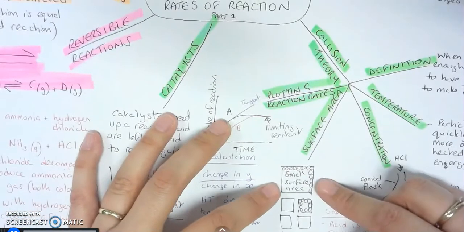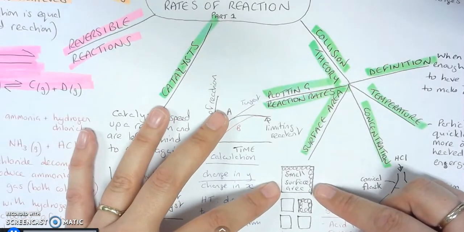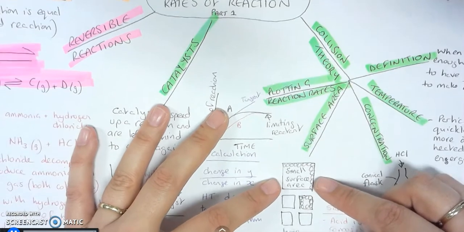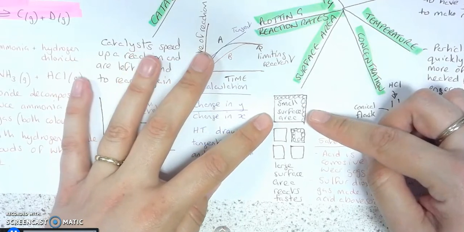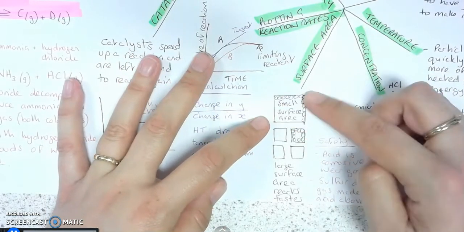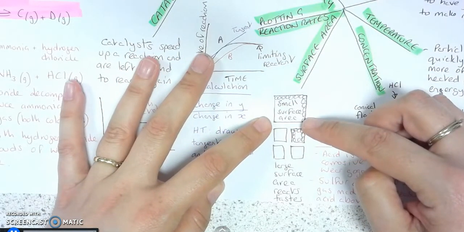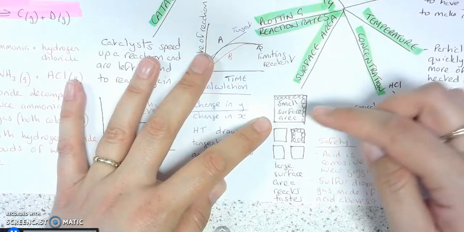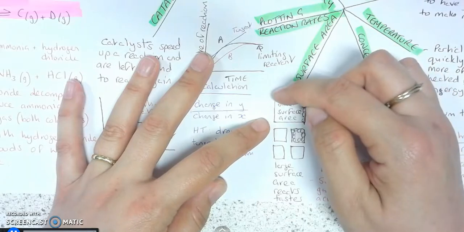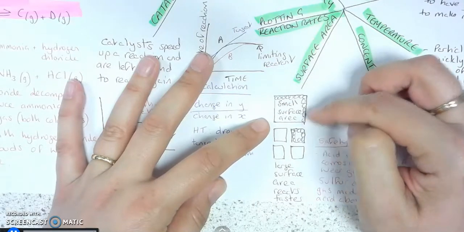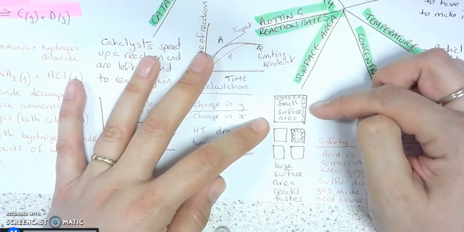Surface area. If you look at surface area, this is one that does confuse people quite a lot, because when they look at surface area, they think that the bigger the piece, the more surface area. And in fact, it's the opposite. If I've got one large piece of marble chip, it means all the particles on the outside of the marble chip will react with the acid.